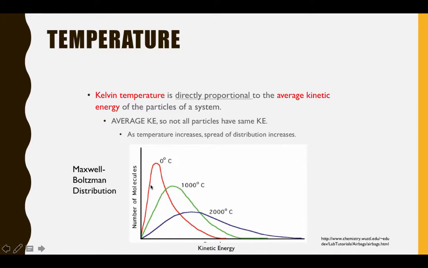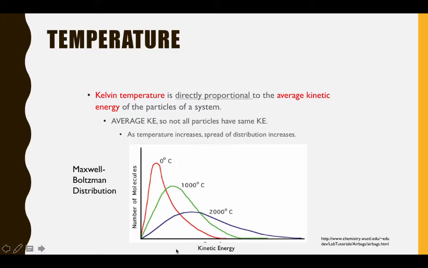Notice the red line represents a cool sample. This is 0 degrees Celsius. At 0 degrees Celsius, notice that most of our particles have a kinetic energy in this region here, while some have less kinetic energy and some have more.